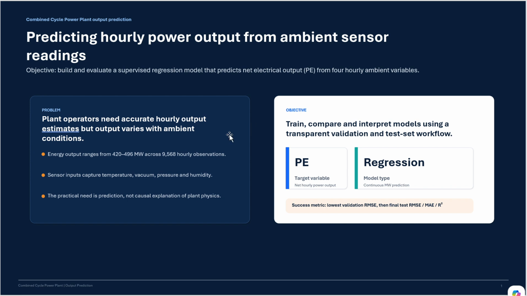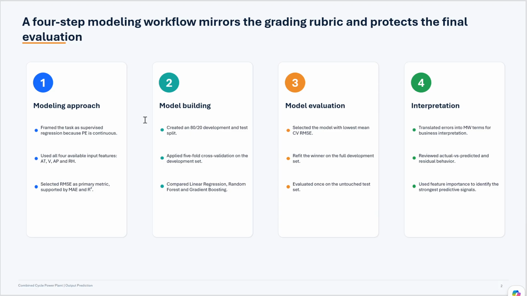The final target variable is PE, or electrical output, while AT, V, AP, and RH are used as the predictive features. I structured the work around the 4 elements used in the project assessment. First, I define the modeling approach. Since PE is a continuous numerical variable, this is a supervised regression problem. I used all 4 available sensor variables as candidate features and selected RMSE as the primary evaluation metric.